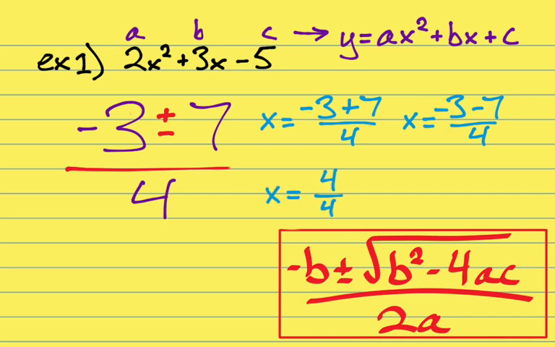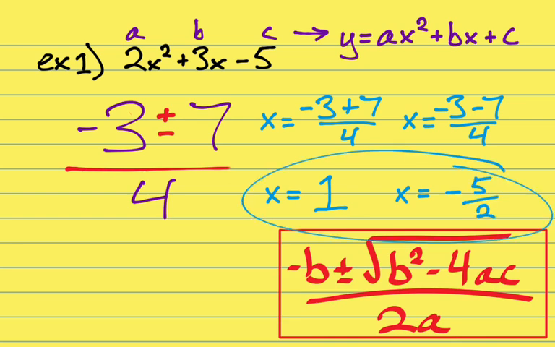Negative 3 plus 7 is 4, so we have 4 over 4. And negative 3 minus 7 is negative 10, so we have negative 10 over 4. Our first answer reduces to 1. And then the second simplifies to negative 5 over 2. And that's it. You are done.